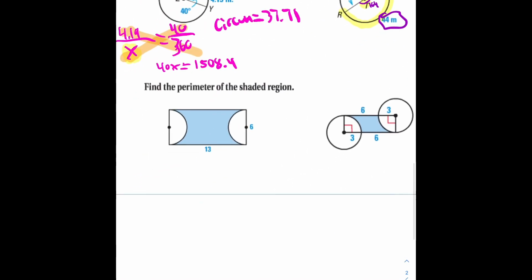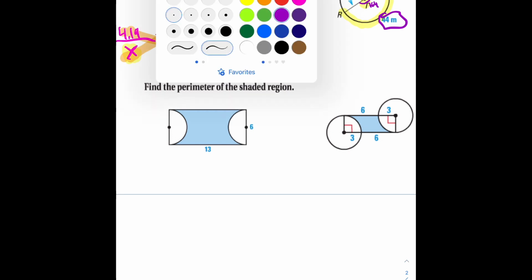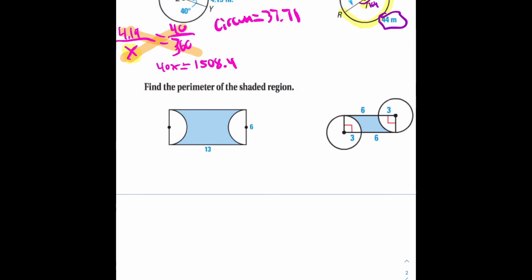Find the perimeter of the shaded region. Okay, so find the blue part. So basically, here's what I'm thinking. Perimeter is the outside, so I need to find this stuff right here. Really, I know that this is 13 and this is 13. All I need to figure out is the arc length of this semicircle, per se. Well, I know that the diameter is 6. So I'm going to use my proportion.